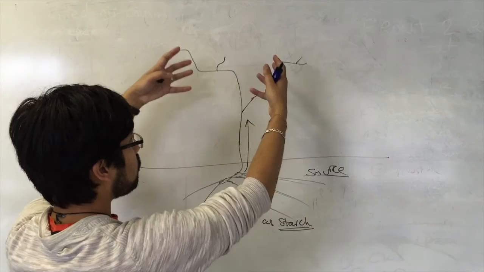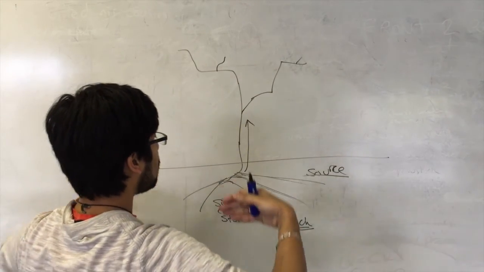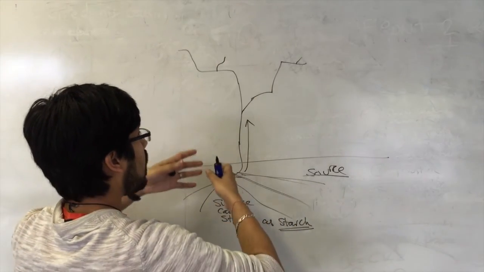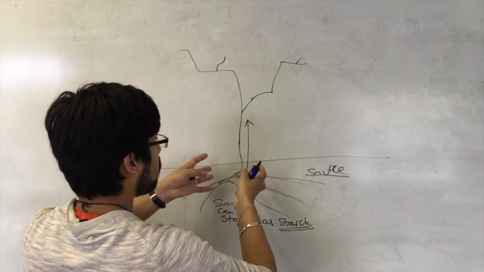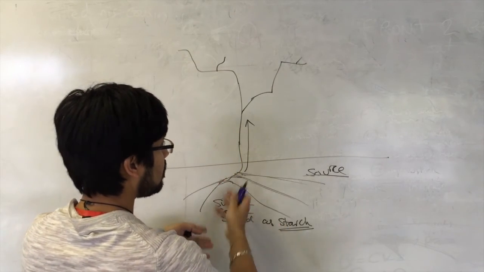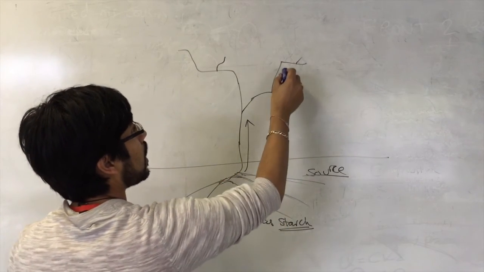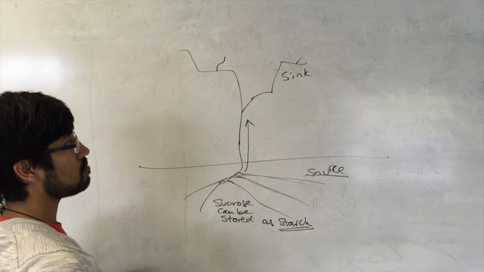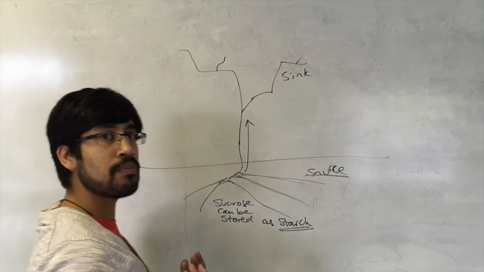We need sucrose still for the living cells. So now the starch is being broken down back to glucose, converted to sucrose, and now there's a lot of sucrose down here, but not a lot up here. So now this is the source, and this is now the sink. Okay, so just bear that in mind.